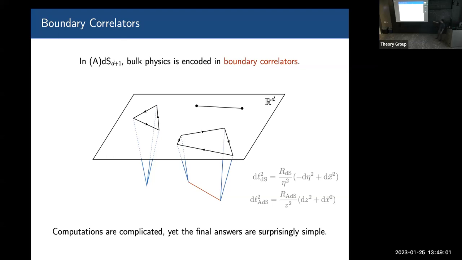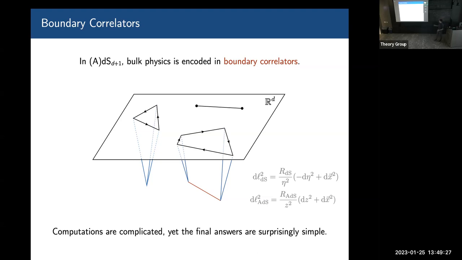So in this case, the only difference between these two spacetimes is going to be this choice of the bulk coordinate. In de Sitter, it's given by the conformal time eta, and in AdS, it's given by the radial coordinate. Okay. So the standard way we go about computing these correlation functions is by starting with the Lagrangian for this theory, and then computing Feynman or Witten diagrams, right?